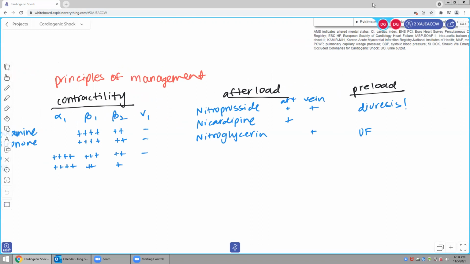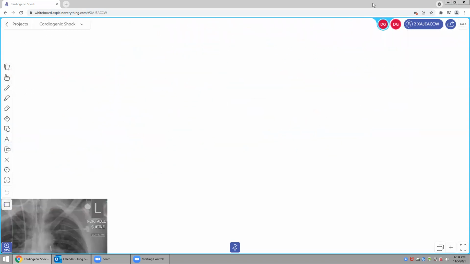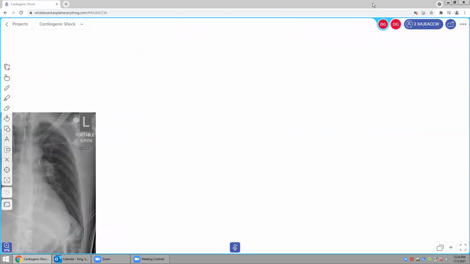You also have some nitrite in the room, and you try to turn it on to see if afterload reduction helps, but he just becomes hypotensive again, 50s over 30s. So you call the cath lab, and they take him for a balloon pump. Who can tell me how a balloon pump works?